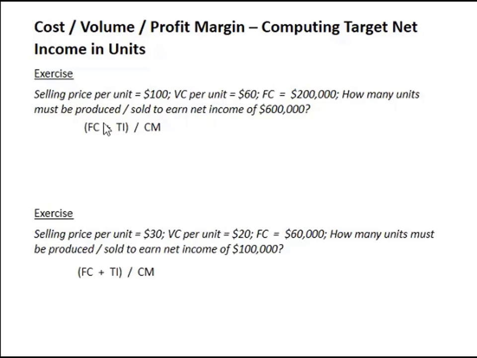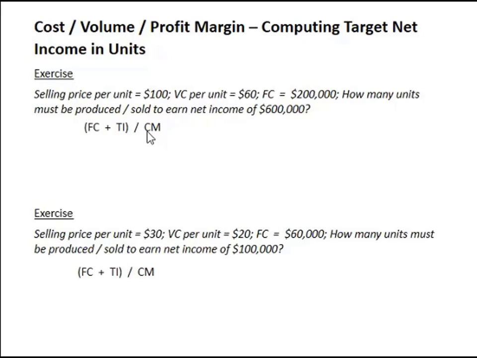So exercise 1 tells us the selling price is $100, the variable cost per unit is $90, and the fixed cost is $200,000. And the question is, how many units must be produced and sold to earn a net income of $600,000? What I produced over here on the left-hand side is the formula for computing target net income in units. It's our fixed costs plus our target net income divided by our contribution margin.